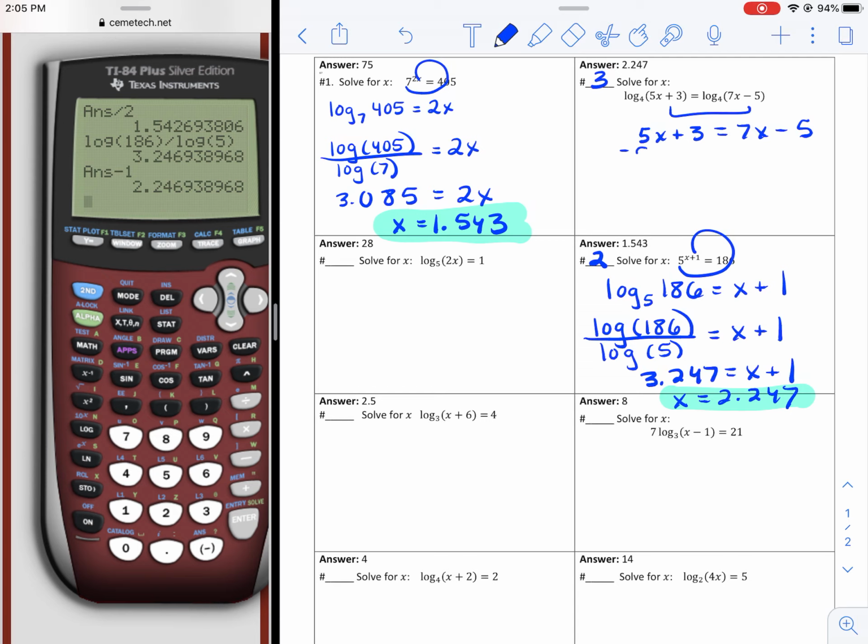Okay, and then we can go ahead and subtract 5x from both sides and add 5 to both sides. And so we get 8 equals 2x. Divide by 2, x equals 4.